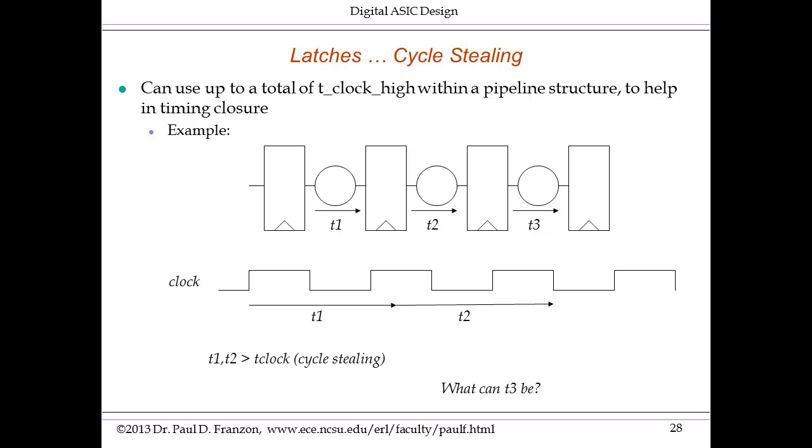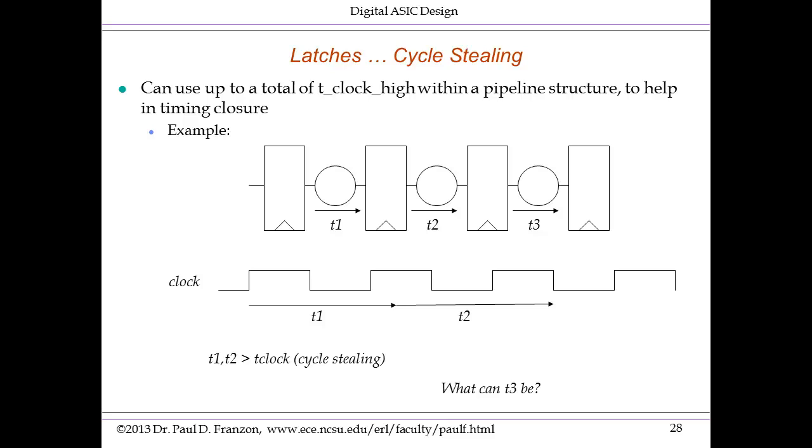Or you share t clock high, the high period of the clock, between all those thousands of stages, which of course would be a minuscule enhancement. This point is illustrated in this example here. Here I have 3 stages of pipeline with 4 latches, and you'll notice that T1 and T2 are both greater than t clock. We're using cycle stealing because there's critical paths within that. The question is then, what is the constraint on T3 now?